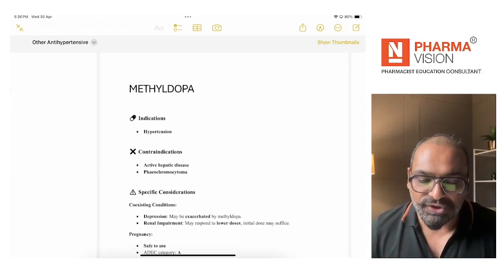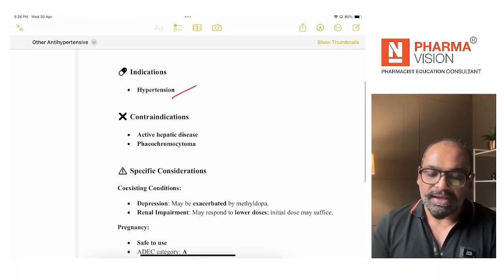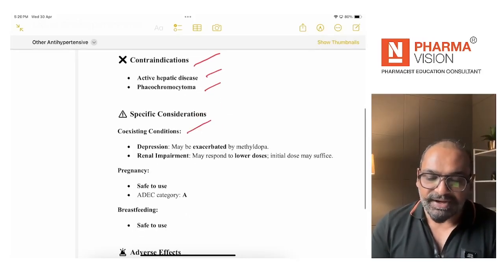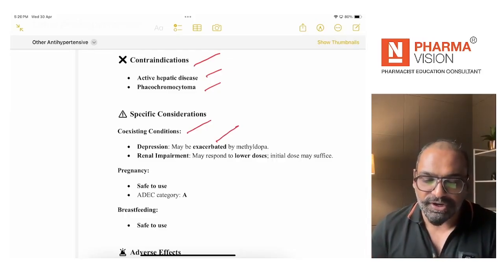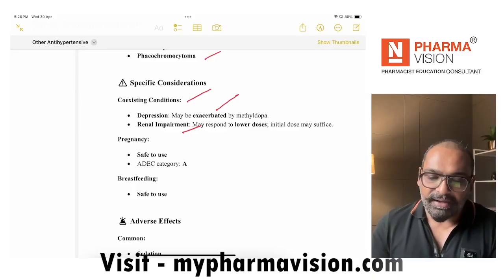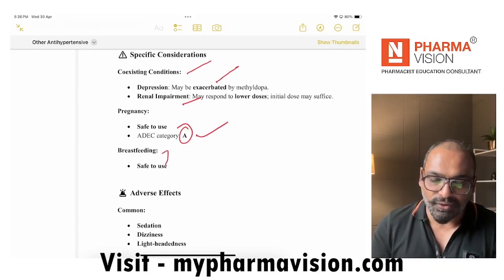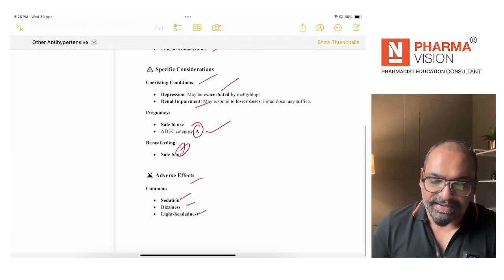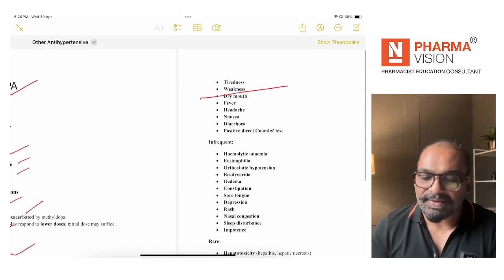Another medication is methyldopa, which is mainly used for hypertension. It is contraindicated in active hepatic disease and pheochromocytoma, so we don't use this medication there. For coexisting conditions, depression may be exacerbated, similar to catecholamine concentration change, and caution is needed in renal impairment. Methyldopa is a good choice of medication for pregnant women. The side effects are headache, sedation and dizziness, because blood pressure medications have similar kinds of side effects.